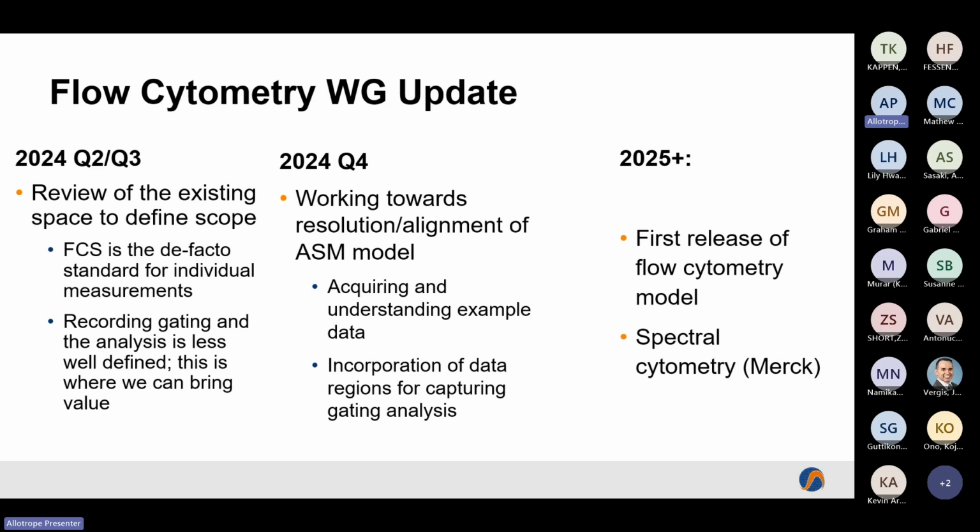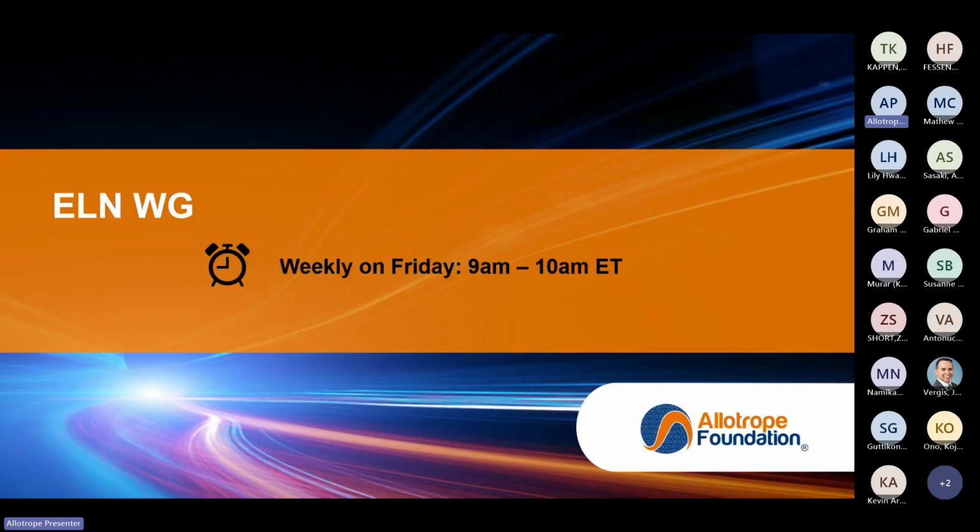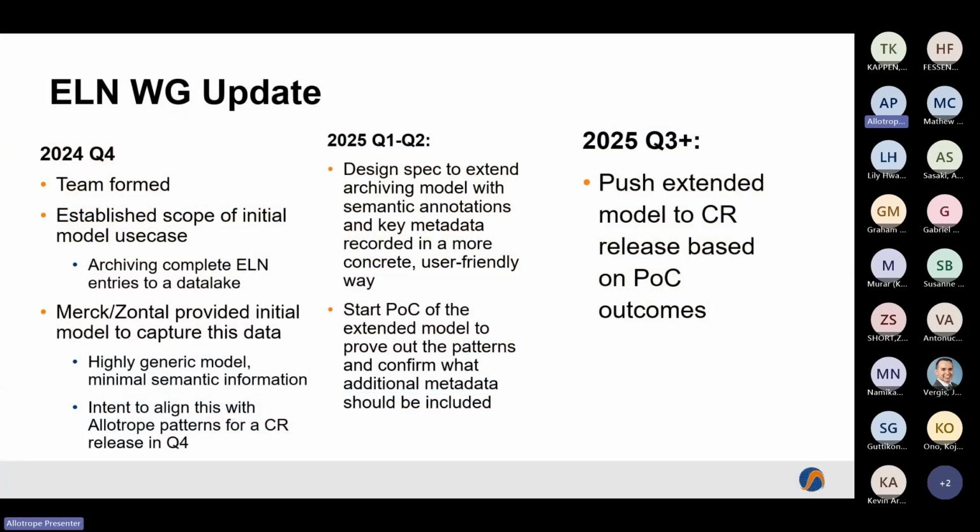The intent next year is to have the first release of that model, and then look to extending that and potentially looking into spectral cytometry, which is mentioned as a possible future step. And last but certainly not least, the ELN Working Group. Again, another group formed this year, in fact this quarter, so please don't expect too much, we're new. The team was formed. We've been establishing the scope of that initial model. We saw the presentation from Merck and Zontal earlier today, providing that initial use case and that initial model to capture that data.